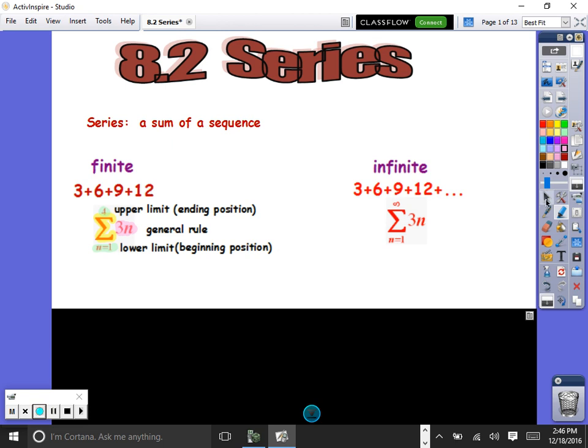Same goes with the infinite series. But notice, in the infinite series, again I started with the first term, but I go to the infinite term. So it is 1 through infinitely many terms. Notice I still have my general rule of how I'm going to generate each term within the series that I'm adding up.